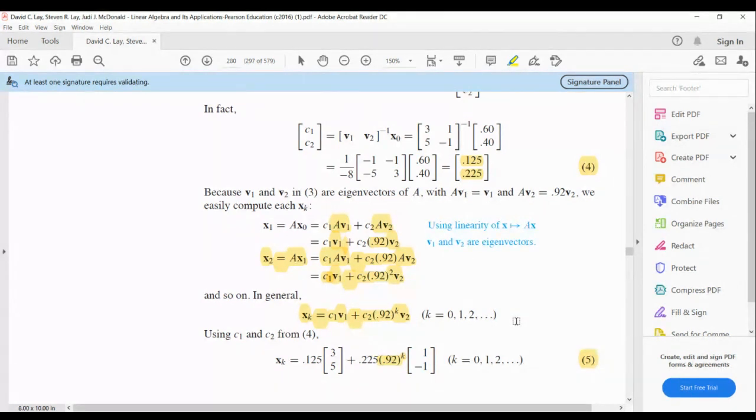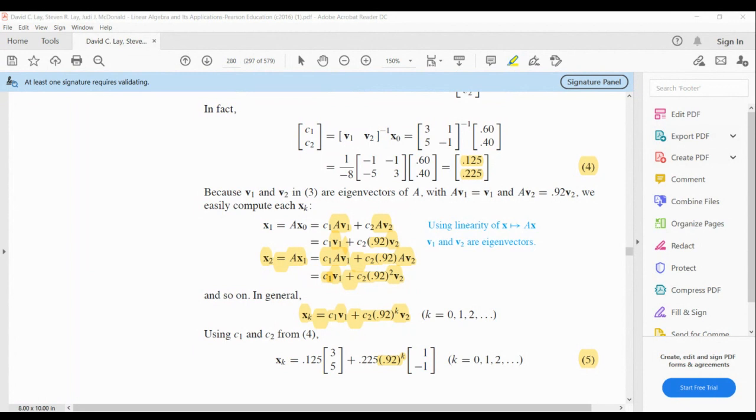Take 0.92 on your calculator and raise it to the 50th power. Tell me what you get. 0.92 to the 50th power.